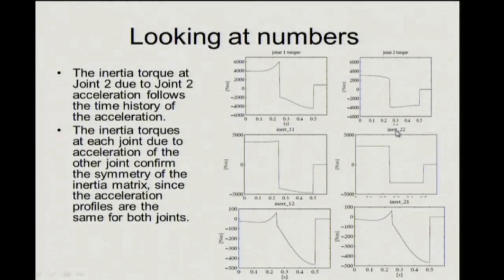If I look at only the inertial torque due to the acceleration of link 2 on link 2, then you get a curve which is exactly the same as the acceleration plot. However, the torque due to acceleration of link 1 on link 1 is slightly modified. Now, can you tell me why is this? A little bit of thought.